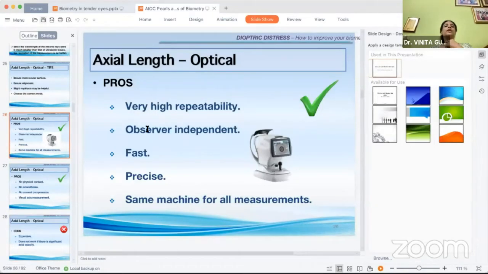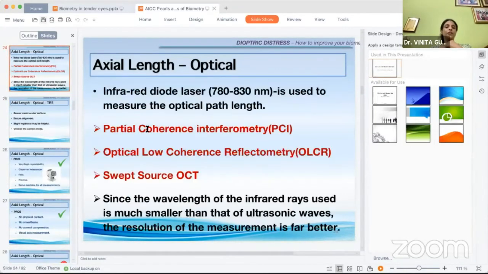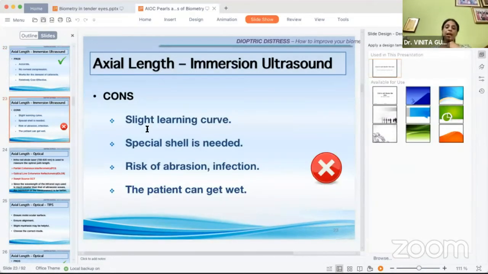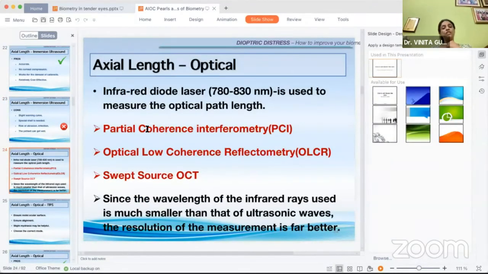Okay. So for optical biometry, as we have already mentioned about immersion ultrasound using a Prager shell, obviously the advantage of immersion ultrasound is that accuracy increases. Other advantages of ultrasonic mode are there, but the disadvantages are similar, and the added disadvantage is the patient can get wet. So the better option is obviously to use an optical biometer, where we are using infrared diode lasers, and we have different machines based on different types of technology. We have the partial coherence based interferometers, we have OLCR based biometers, and we have swept source based biometers.